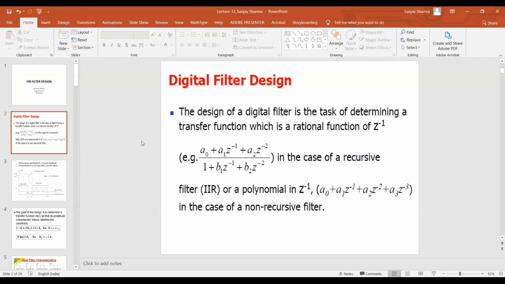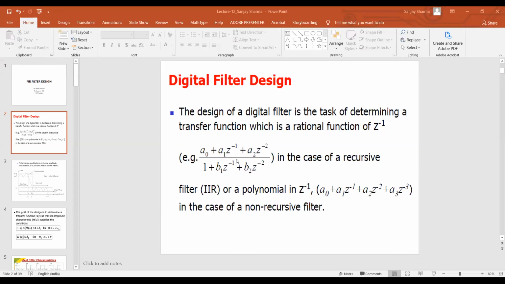The point is that the design of a digital filter is the task of determining a transfer function, which is a rational function of z to the power minus 1. So what is the rational function? A rational function will take the form of this expression: a0 plus a1 z to the power minus 1 plus a2 z to the power minus 2 plus a3 z to the power minus 3 and so on. And in the denominator you will have 1 plus b1 z to the power minus 1, b2 z to the power minus 2, right?